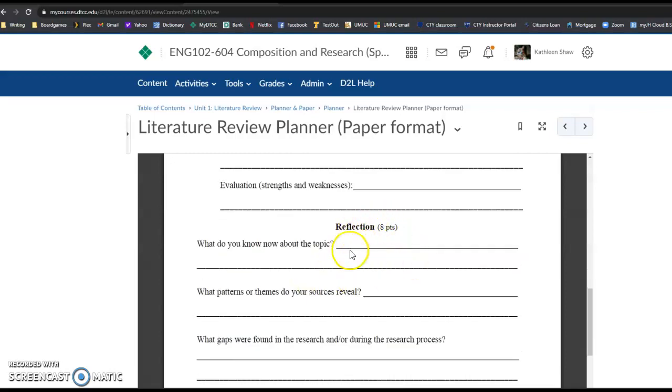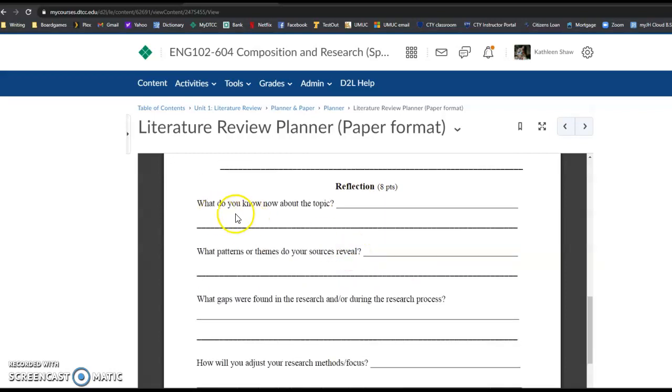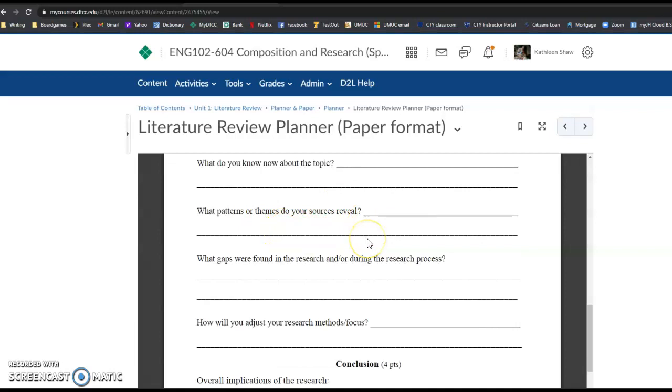The reflection section: explain what you learned about the topic by doing the research. This is one of those times where if your answer is "I already knew a lot," that's maybe not enough. Try and come up with something. What else did you learn? What new things do you now know about your topic? What patterns or themes do your sources reveal? This means, what are you noticing?